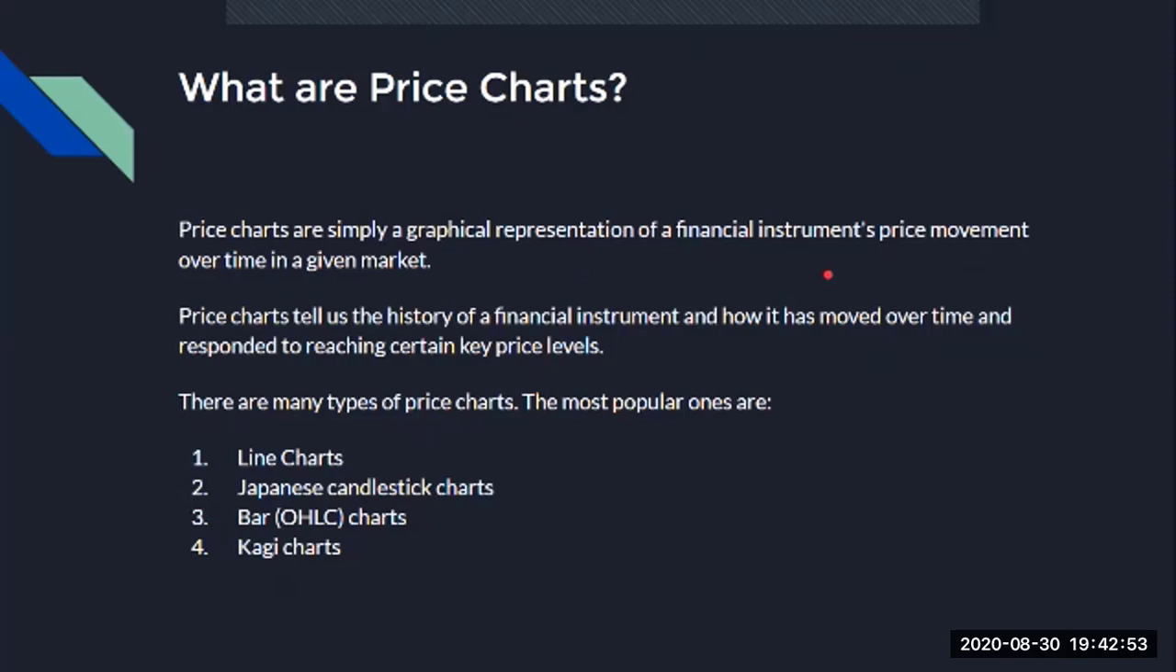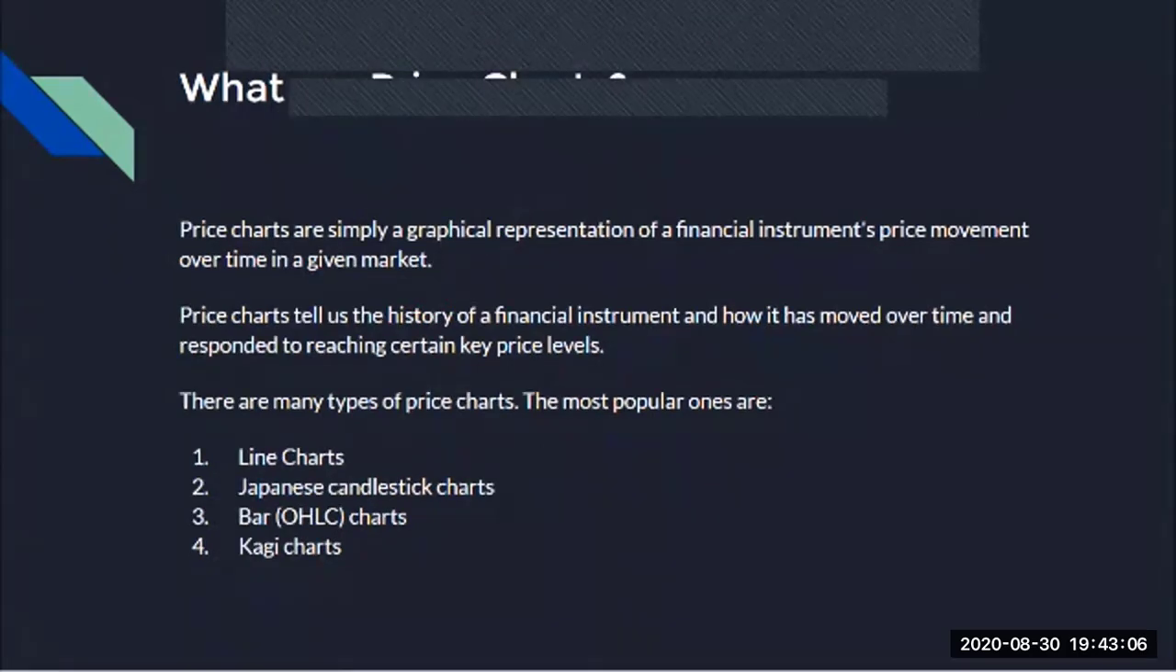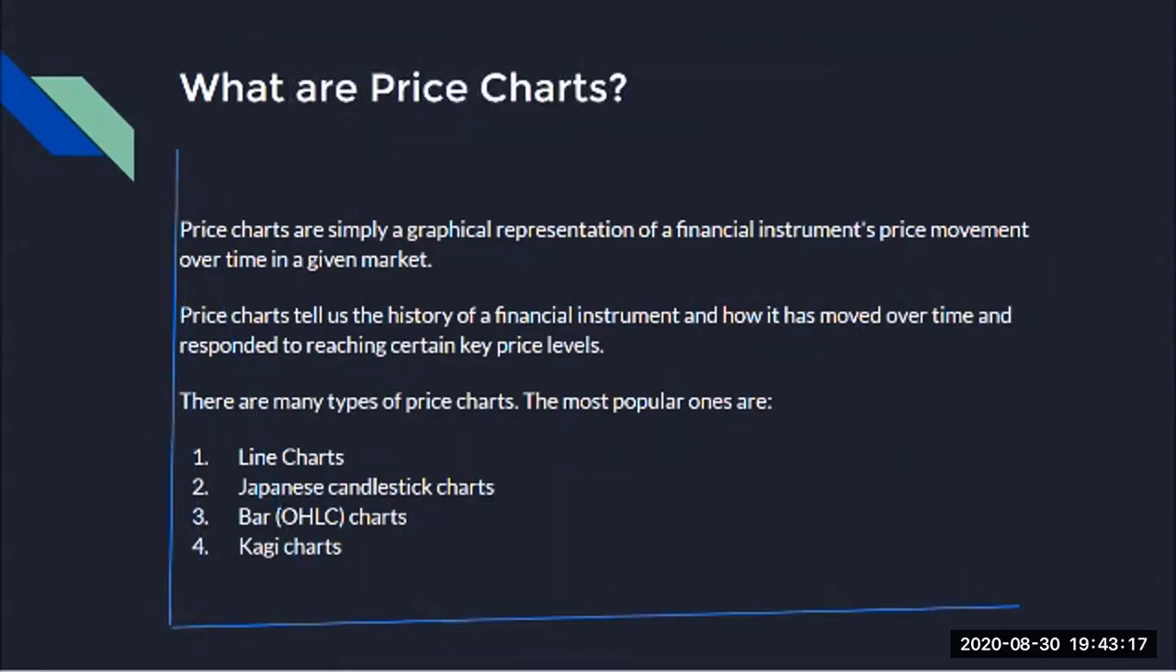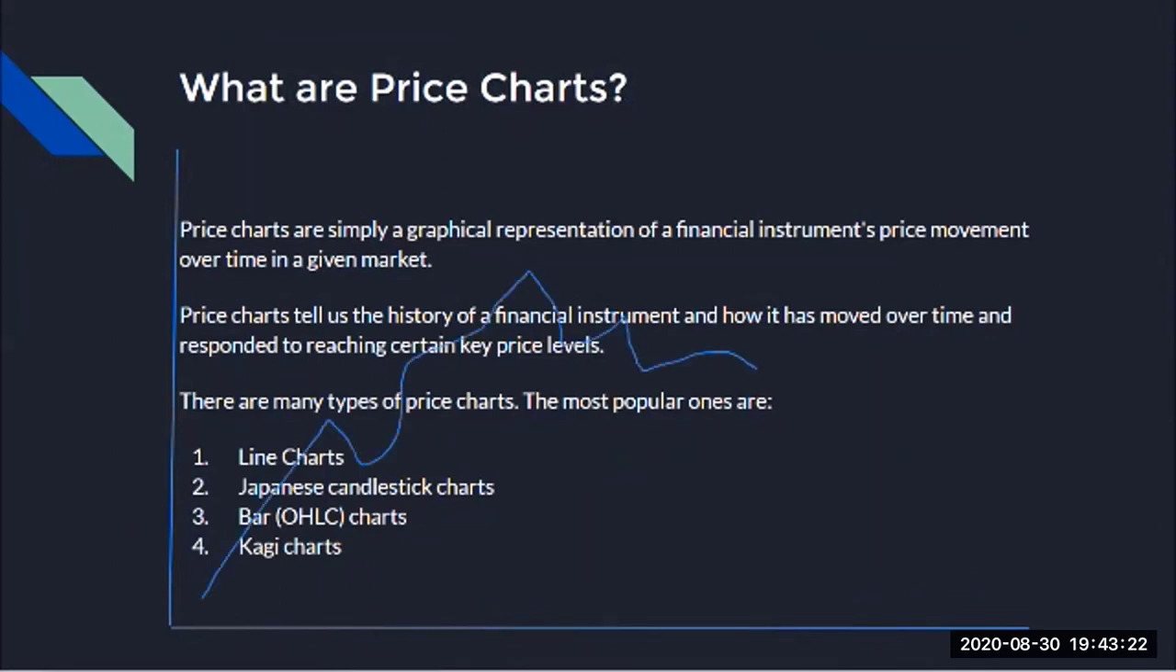So if I look at, let's say, Bitcoin, we're going into the crypto market. Price charts give me a graphical representation that would look something like this. A price chart probably looks like this, something like this, and it goes like this, like this, like this. So this is a graphical representation. On this axis, you have price.